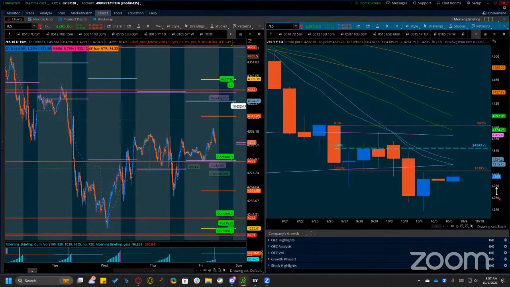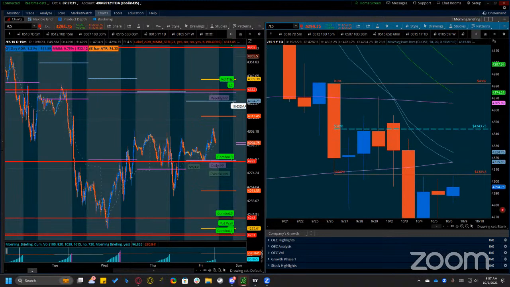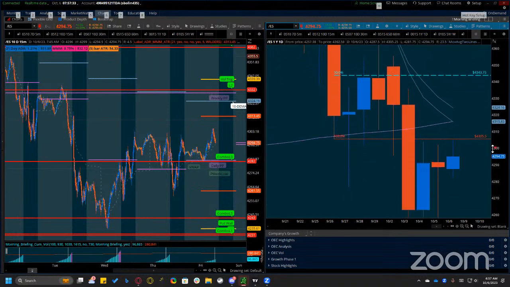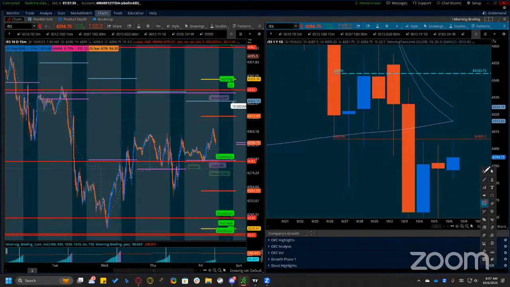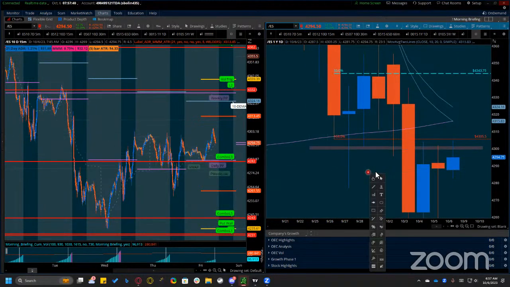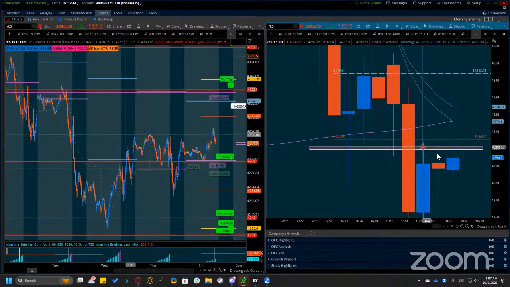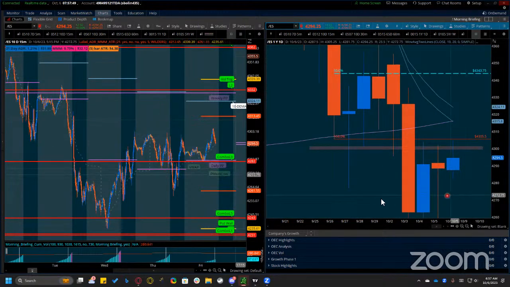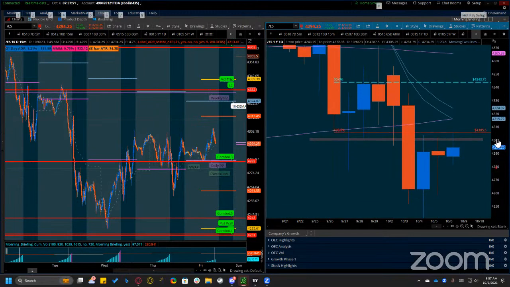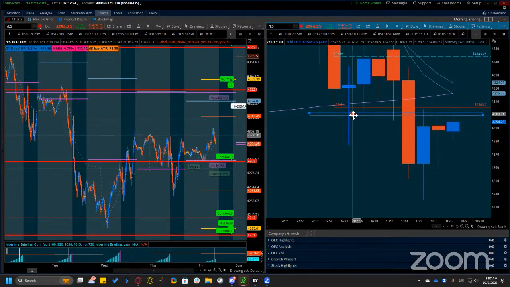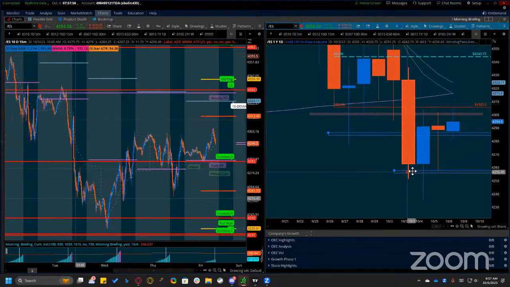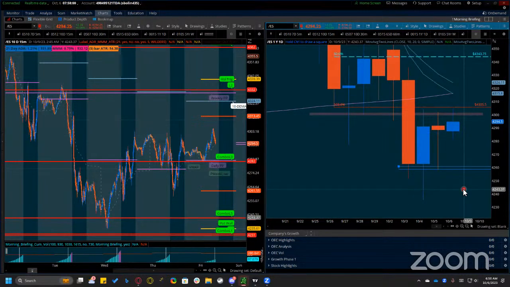43.15. And we can see 4,300 here. I'm going to zoom in just a little bit. 4,300's been an area of struggle and fight. In these last 3 days, every time we've gotten into that 4,300, we sold back out of it. And every time we got around that 42.60, we've bought back up out of it.